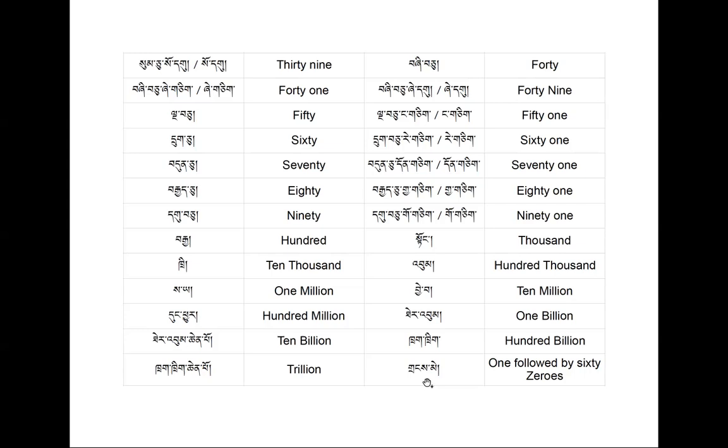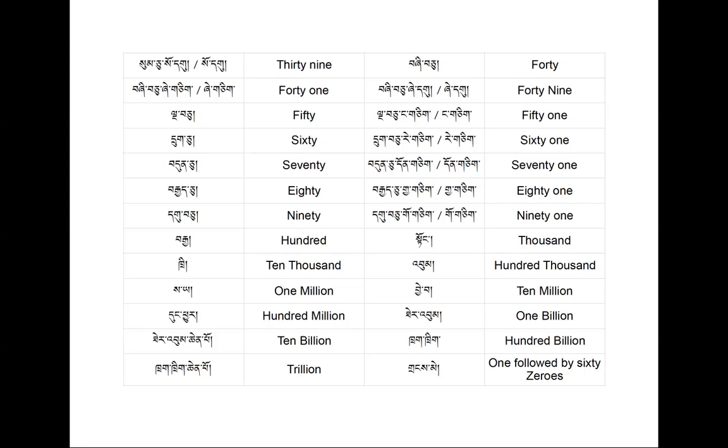But the last number in Tibetan is Tangme. So it's actually Tangme. Tangme is simply 1 followed by 60 zeros. The reason we have a number with 60 zeros is that there are things that need this kind of number to be used in calculation.